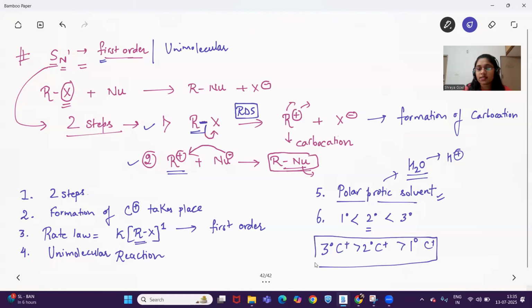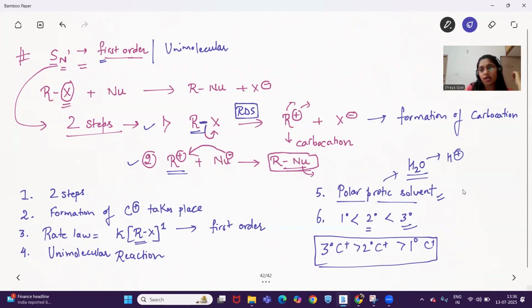That's why 3-degree alkyl halide has a higher rate. If you take 3-degree alkyl halide and 2-degree alkyl halide, and both are showing nucleophilic substitution reaction, 3-degree will react immediately because it has a faster rate as compared to the 2-degree and the 1-degree. So that is a very important topic here, right?